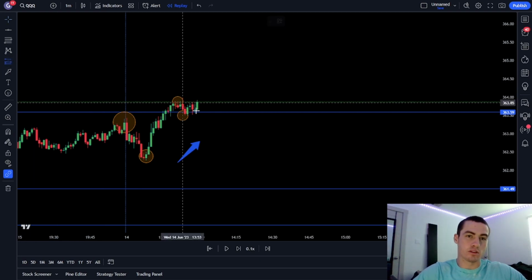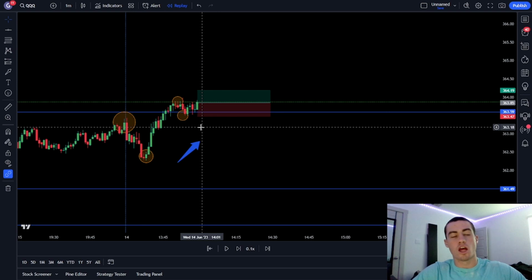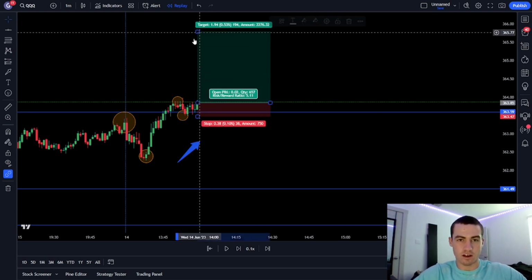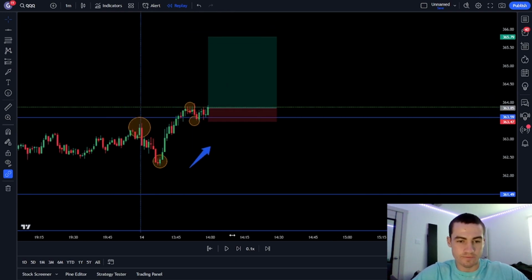Okay, there we go. That's what we're looking for. So that's the candle we enter off of. We put the stop below this consolidation. Okay, so look at this. Stop is pretty tight. 38 cents on the dollar.